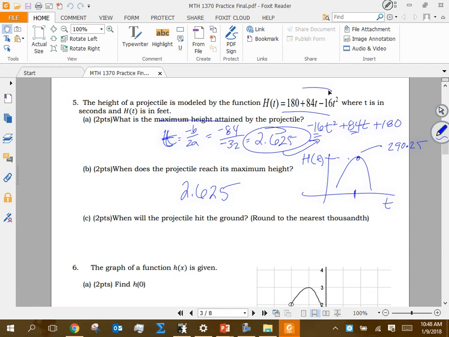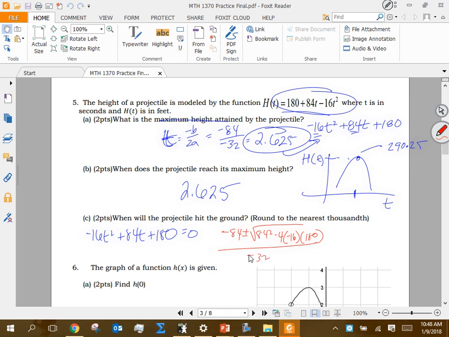It says when will the projectile hit the ground? Well, that is when this thing is equal to 0. So I'm going to go negative 16t squared plus 84t plus 180 equals 0. Now, most likely, this will not be really easily factorable. So let's jump straight to the quadratic formula. Opposite b plus or minus the square root of b squared minus 4ac, all over 2a. And that should then give me my times.